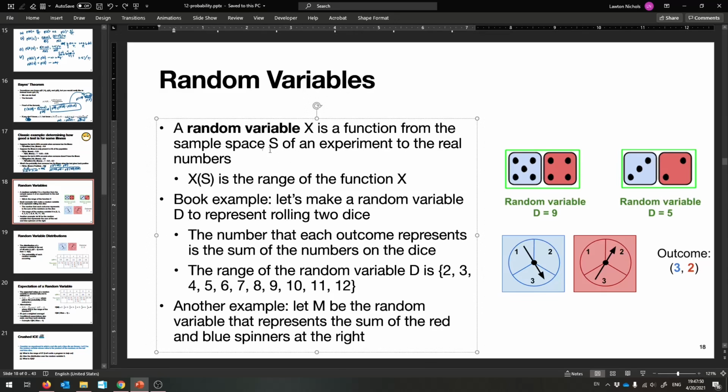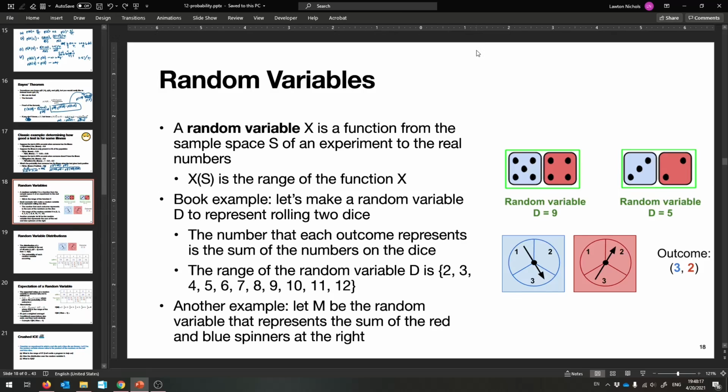It's a function from the sample space, so it takes an event and gives you back a number. So from the sample space to the real numbers, and the number you get back is whatever you want it to be. You can also misuse notation and call the function on the whole sample space, and apparently this is called the range of the function. That's what it means.